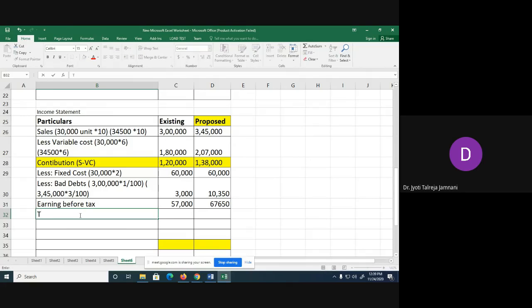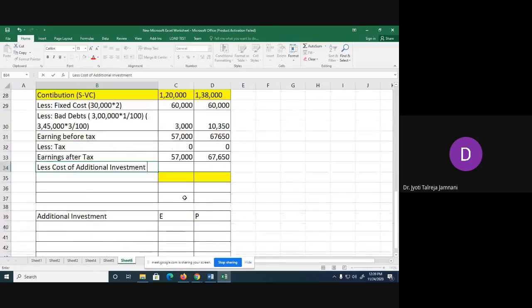From this, we have to minus tax. The tax rate is not given in the problem, therefore I'm writing it as nil, or you can write it as 0. There is no tax. So you will get earnings after tax. It will be same, 57,000 and 67,650. Now the last thing that we will minus is less cost of additional investment, or we'll also call it as cost of delta I.